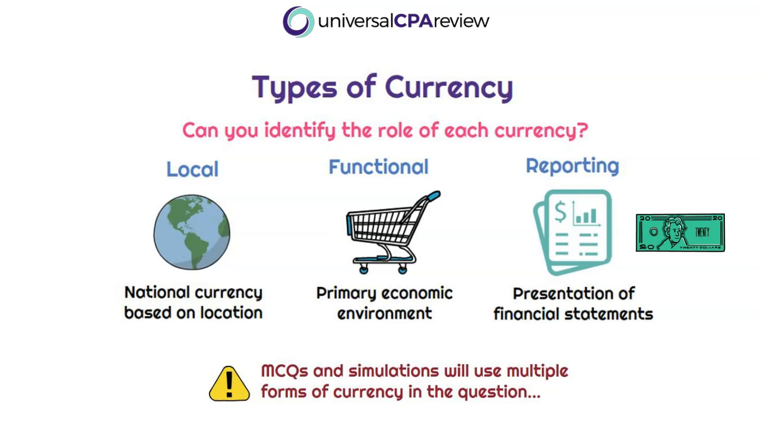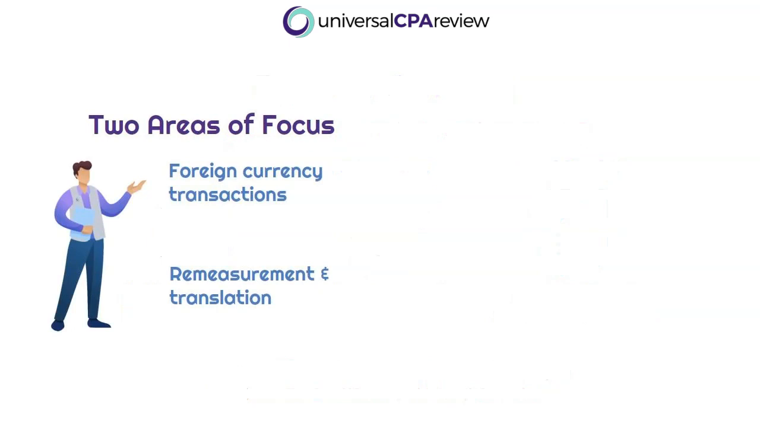So we're always going to have to start with some other currency that is the local or functional currency and then convert it to the reporting currency. Now, this is going to be different based on different situations. And the two methods that we need to understand, and what this module really focuses on, are going to be foreign currency transactions and then foreign currency remeasurement and translation.